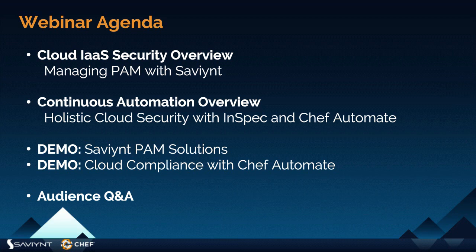For today's agenda, we have some interesting topics where I'll be talking about the cloud infrastructure as a service security overview and how you can manage privileged access management using Saviynt and Chef. Then we'll have Nick talk about how Chef can be used to do continuous automation using Chef InSpec and Chef Automate technology. And then we also have lined up two demos, one for the Saviynt privileged access management solution, and the other one which Nick would be doing in around cloud compliance with Chef Automate. And then we'll keep around 5 to 10 minutes in the last for audience Q&A. So without further delays, let's get started.